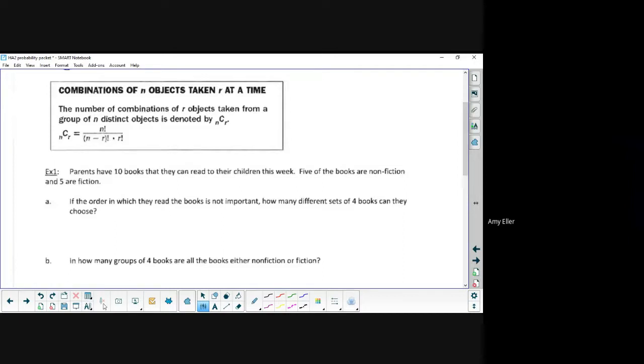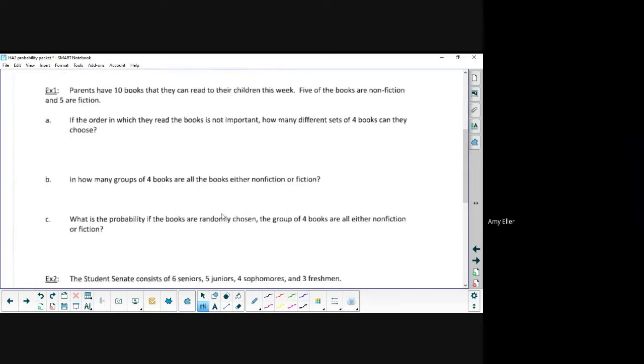All right, example 1. Parents have 10 books that they can read to their children this week. 5 of the books are nonfiction and 5 are fiction. If the order in which they read the books is not important, how many different sets of 4 books can they choose? How many books are there to pick from? 10. And how many are we choosing? 4. Order doesn't matter. 10 choose 4. Make your calculator do the work. Sophia, let me know what you get.